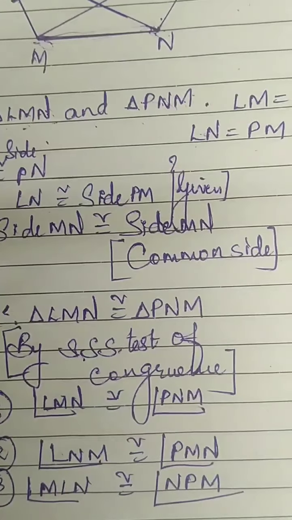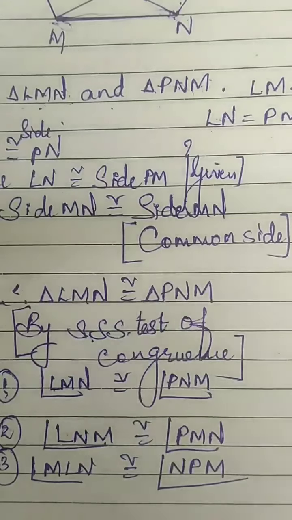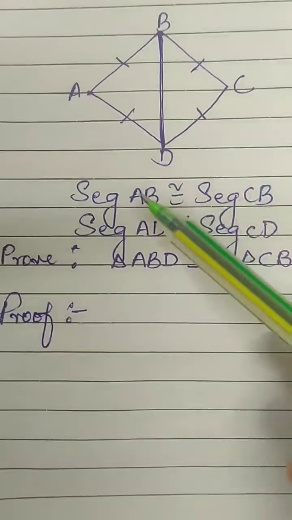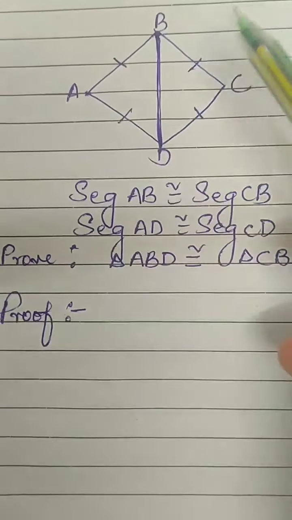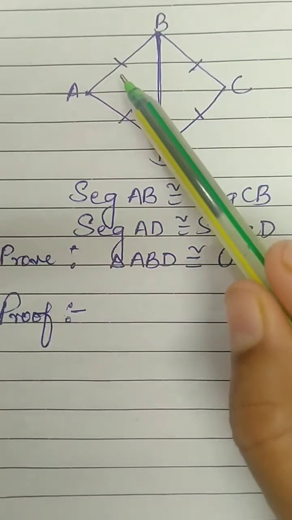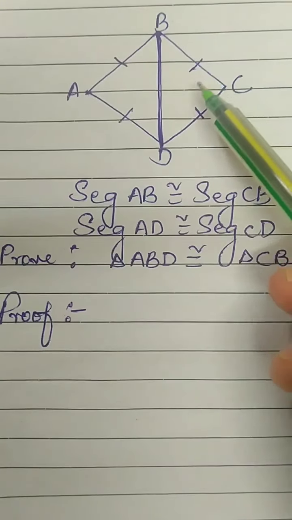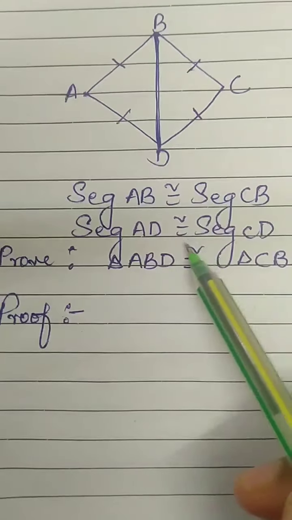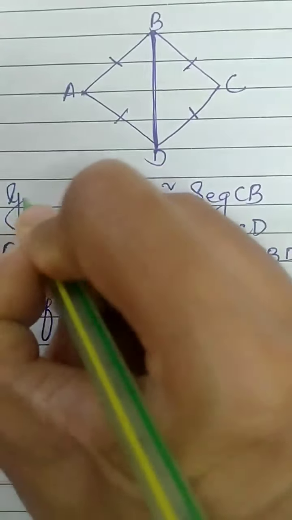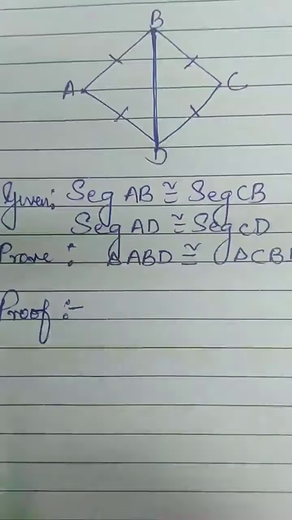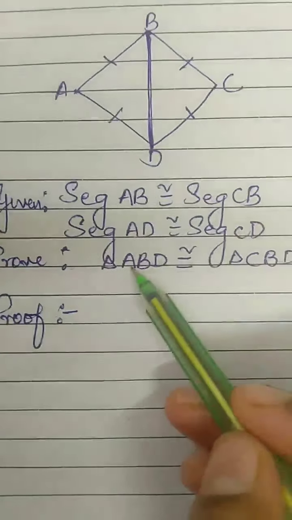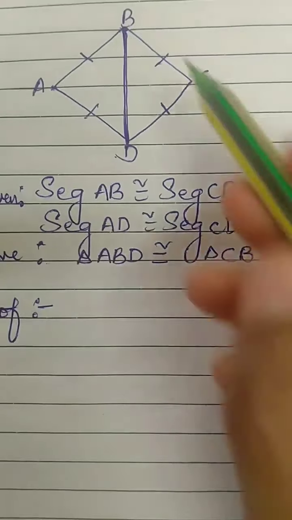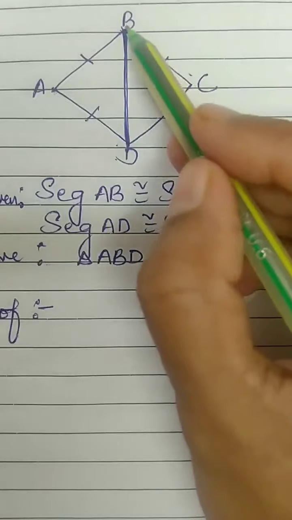Okay, children? Take screenshot and complete. Let's move on to the next sum. Fifth sum. This is the figure given. Segment AB congruent to segment CB. Segment AD congruent to segment CD. These all are given. So, write it as given. To prove triangle ABD congruent to triangle CBD.